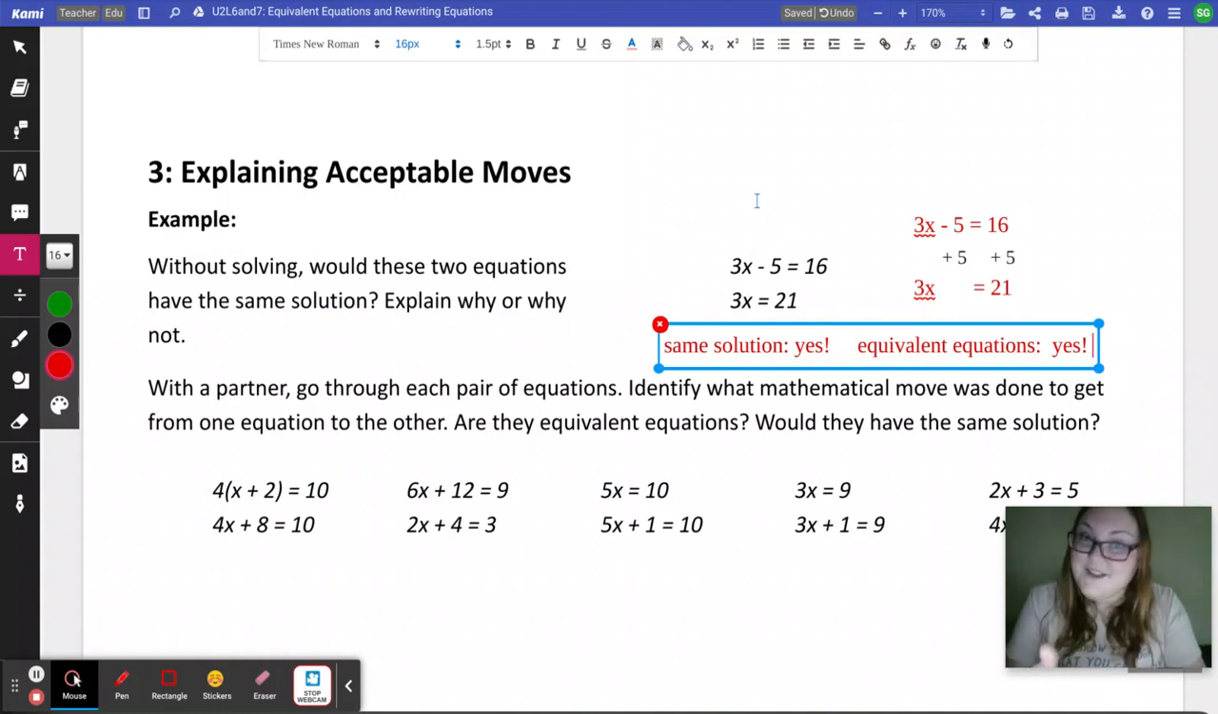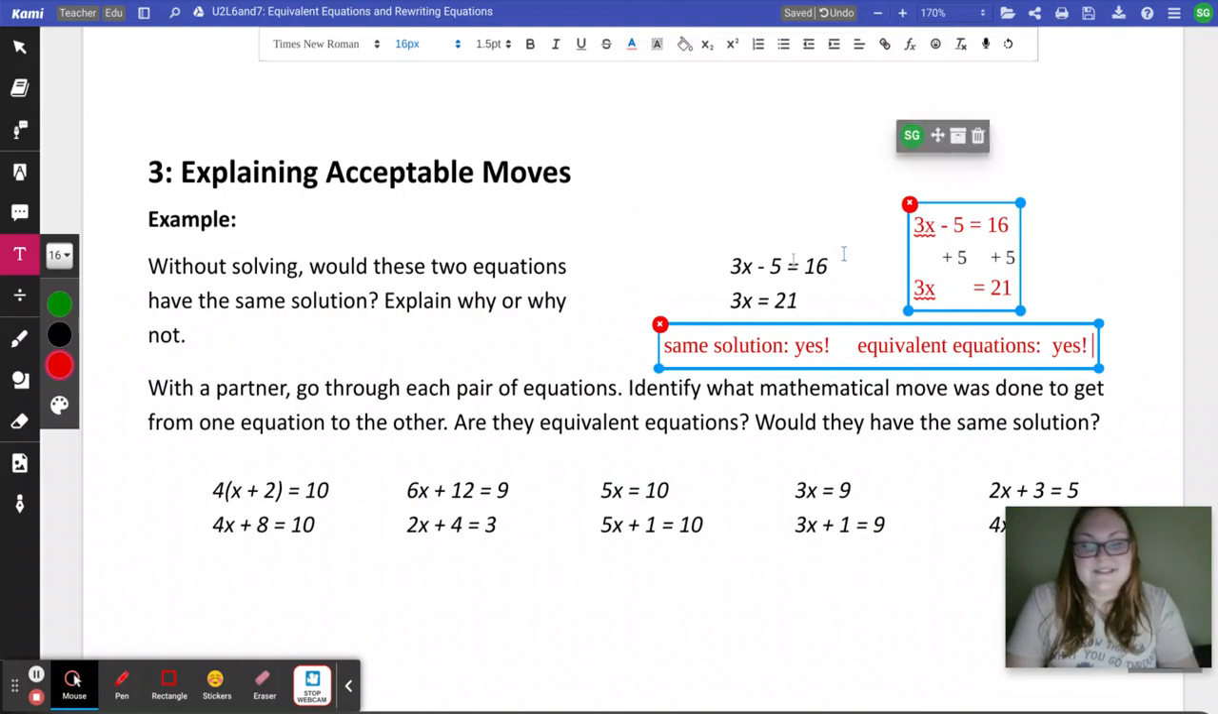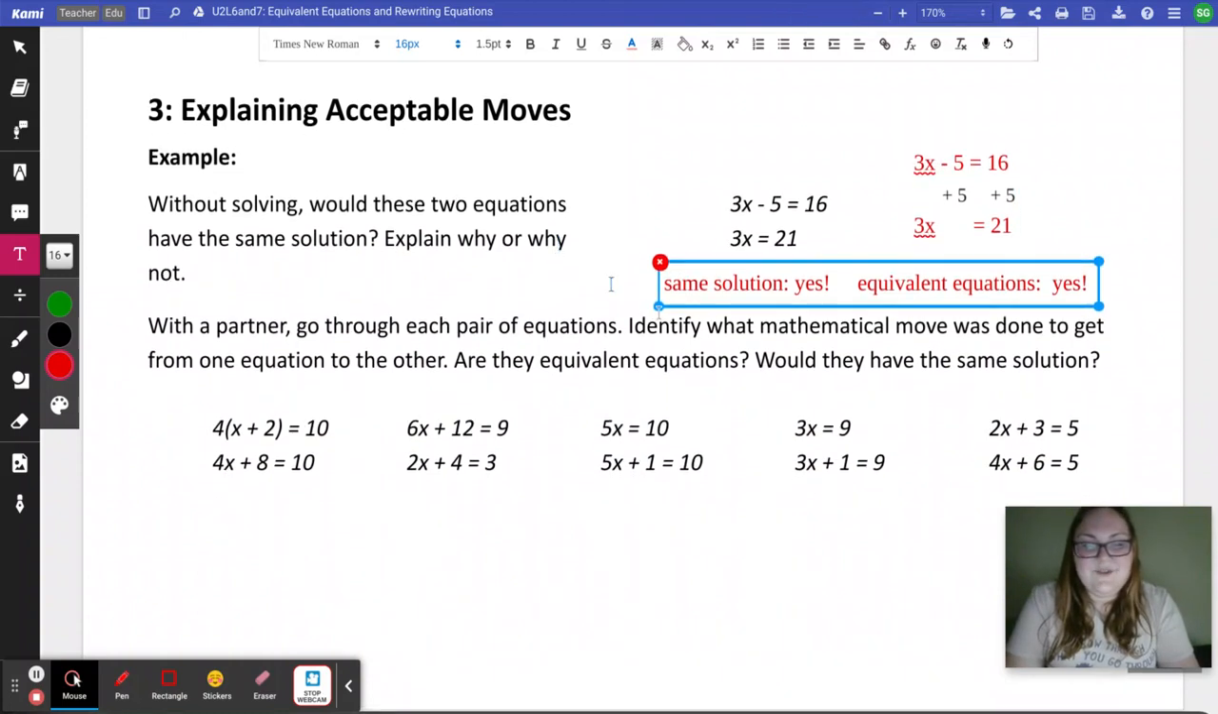You don't have to solve that to figure it out because we can focus in on this math we did here. I'm going to give you a moment, see if you can figure out for these 5 here, are they going to have the same solution? And are those equations equivalent equations? Pause the video now, take a couple minutes, and see if you can figure them out.